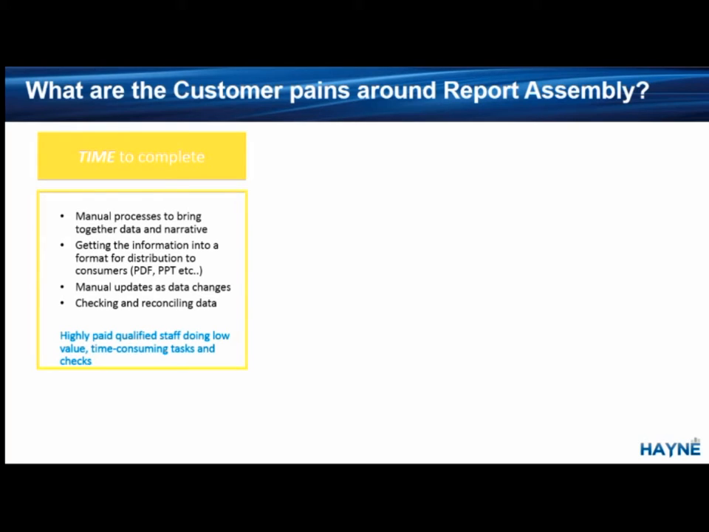So what are the pains around this report assembly production line? Well, the first one really is around time to complete, and it's really because those manual processes to bring together data and narrative take so long. We also need to get information into a format for distribution, so that's really getting it into a PDF or a PowerPoint. And of course, as the data changes in the underlying systems, then each of those documents needs to be updated.